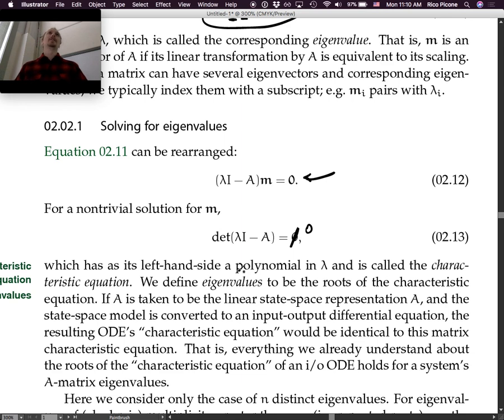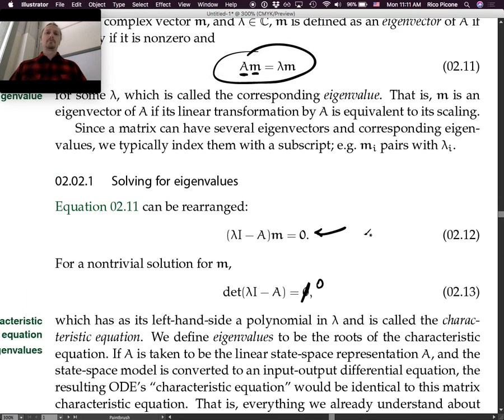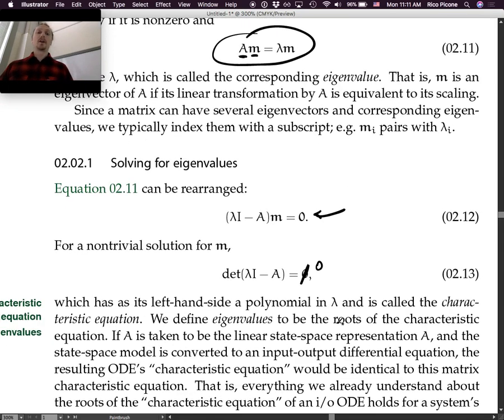So it's just a function like any other. You do certain things to the arguments, and you get an output. So the determinant is a function that takes in a matrix and gives you a scalar out. And the scalar is a polynomial in lambda. And we call it the characteristic equation, which is a suggestive term. And we'll come back to that in a second. We define eigenvalues to be the roots of the characteristic equation. Okay? Actually, I already defined eigenvalues, so I probably should have said eigenvalues just are the roots of the characteristic equation.